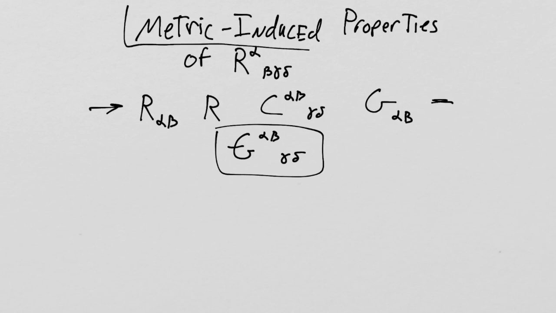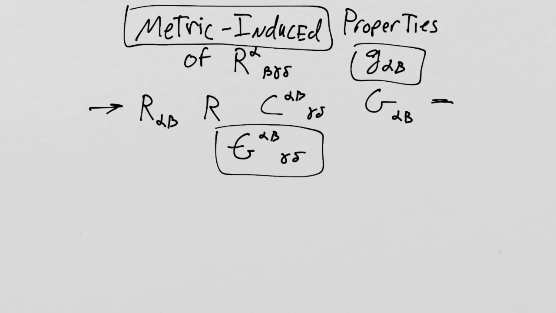Why is it called metric-induced properties? The reason it's called metric-induced properties is because to get at them, you need to raise and lower indices. And in order to raise and lower indices, you have to have a metric, right? You have to have a metric in order to raise and lower indices. We've already kind of done this, right? Because we showed that alpha, beta, gamma, delta exists.